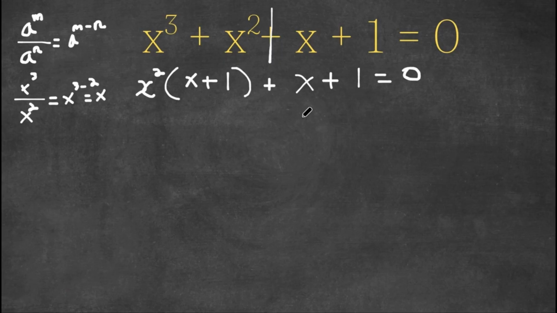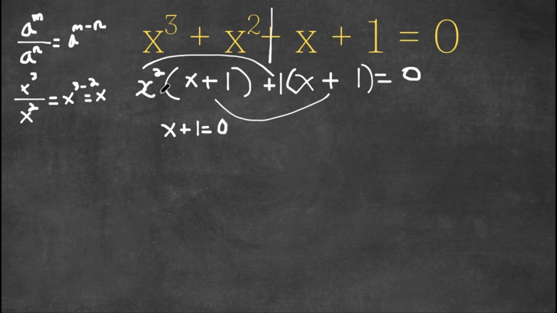So now this would actually give us two equations. Because x plus 1, this is x plus 1 times 1, right? So now these two are the same. So that's one equation, x plus 1 equals 0. And then we have this plus this, x squared plus 1. So that's another equation: x squared plus 1 equals 0.